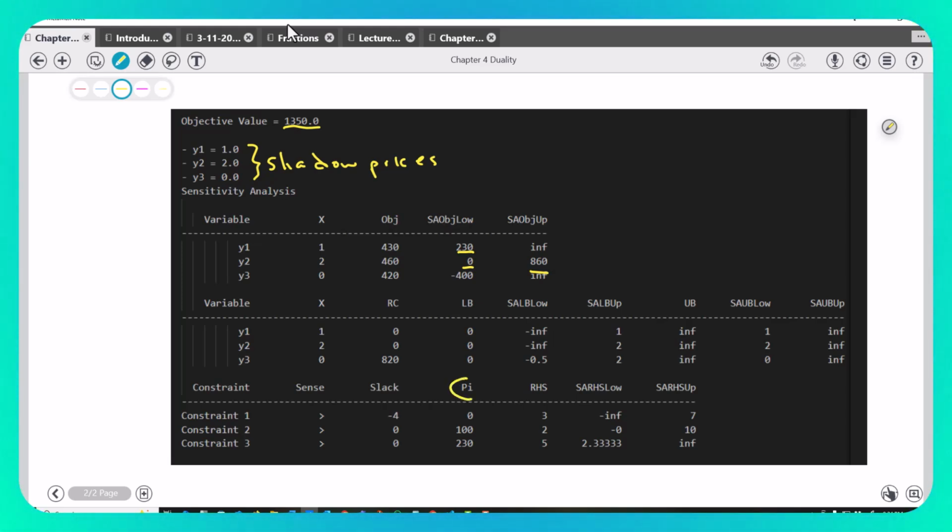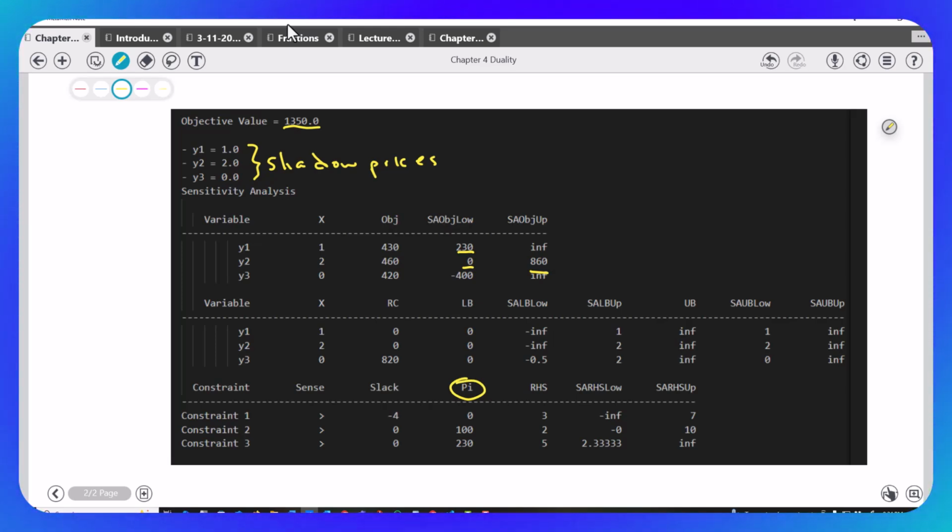Then looking at our shadow prices, remember this is how much the objective function would change if we increase the right hand side of a constraint. And so we can see constraint 1 has a shadow price of 0, meaning increasing its right hand side wouldn't improve the objective function at all. Constraints 2 and 3 would significantly improve the objective function based on these two values, 100 and 230.